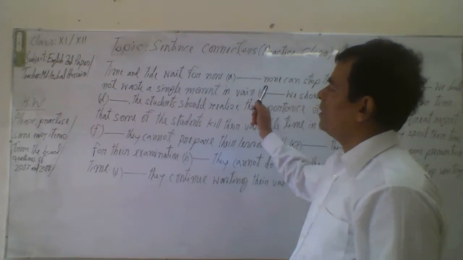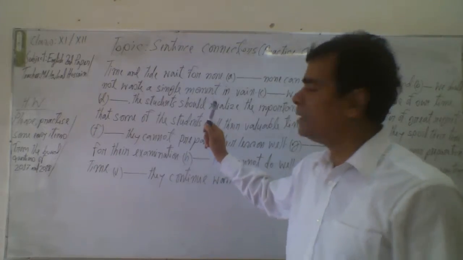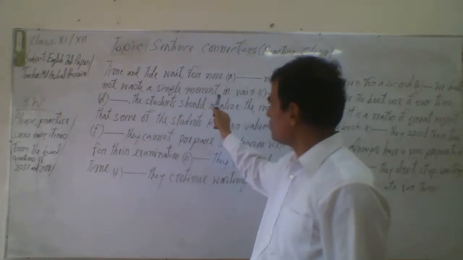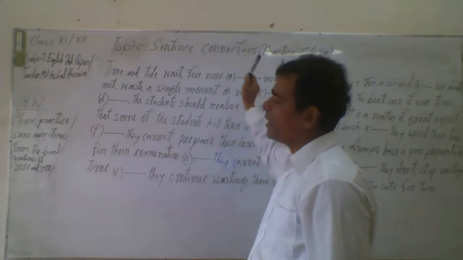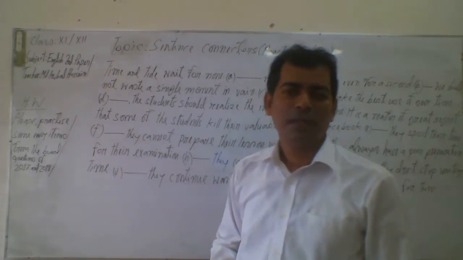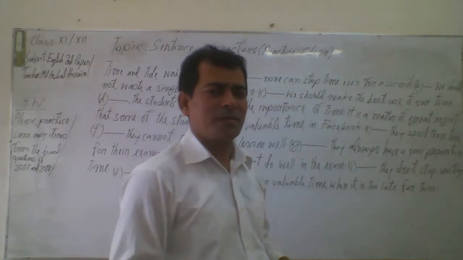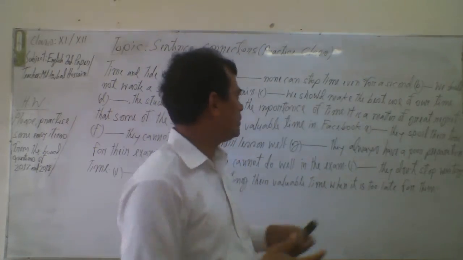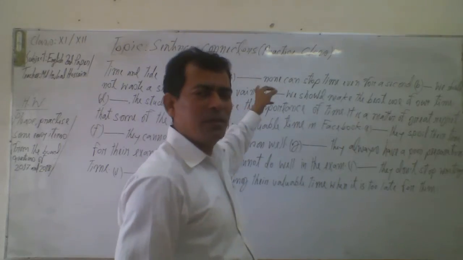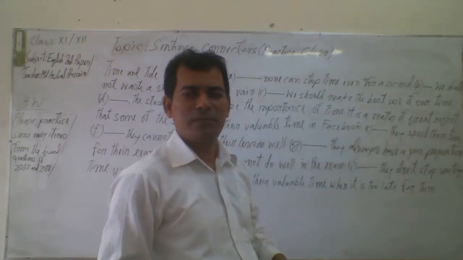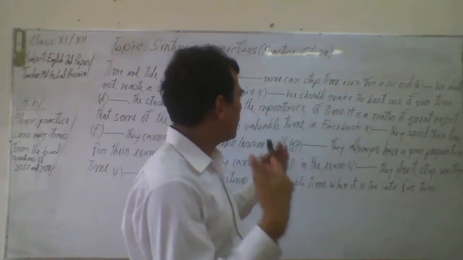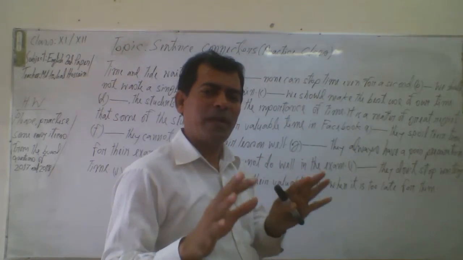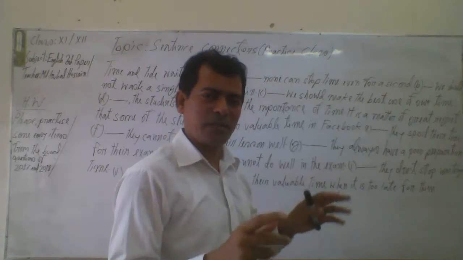Let's first read out the passage. First line: time and tide wait for none. So here, what connectors can we use? Actually, or in fact, we have two connectors in our hands to use in this context.